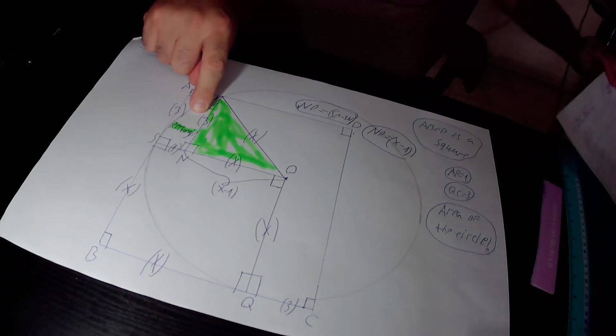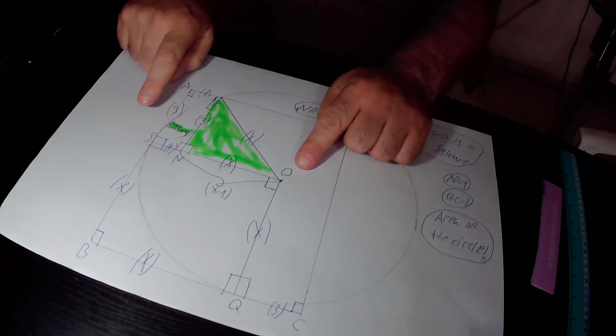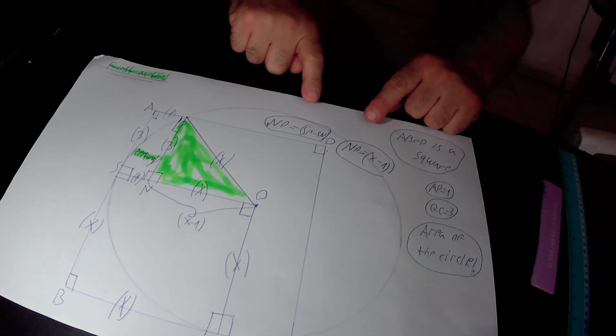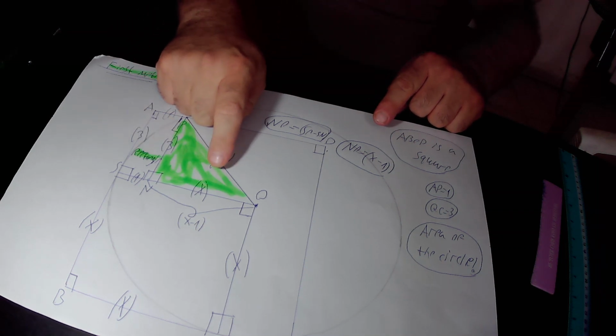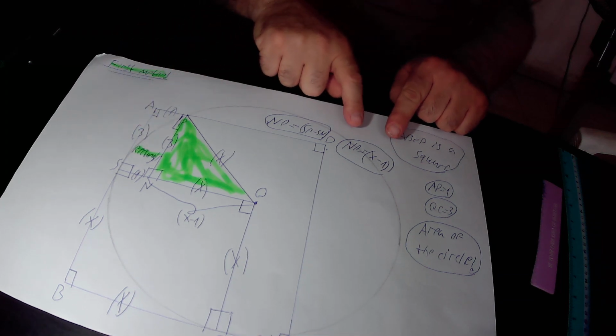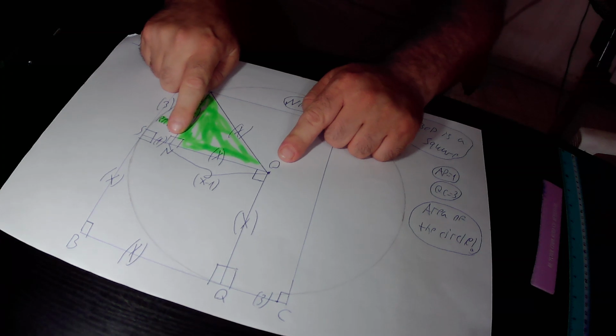What is the length of this? This is NO. NO equals SO minus SN. Again, NO equals SO minus SN. SO is the radius of this circle, that is x, and SN is 1. So in total, NO equals x minus 1 units in its length. NO equals x minus 1 units in its length.